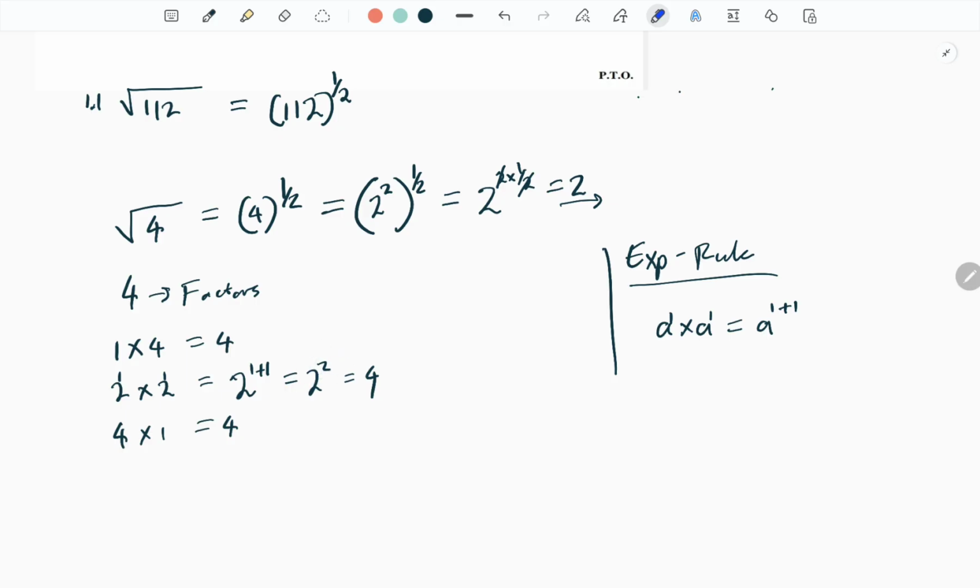So this is a perfect square. And for a perfect square, you can cancel the square from the number inside the square root sign. All right, so that's the whole point of the square root sign.